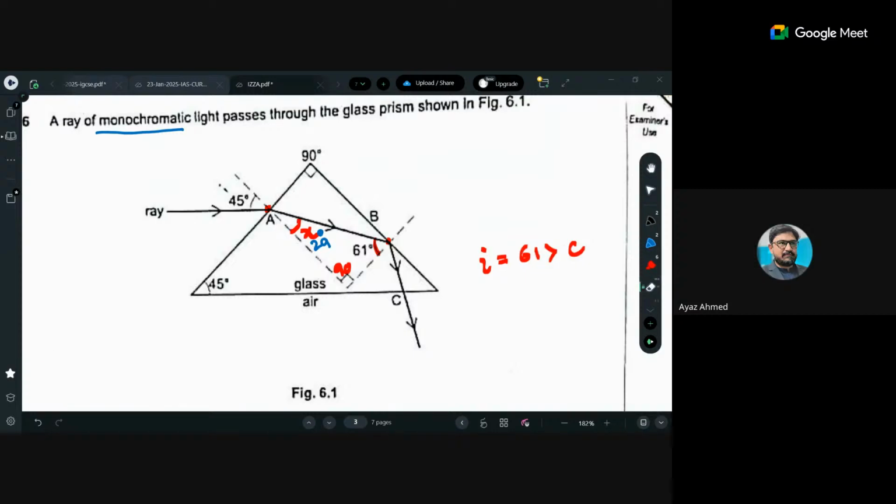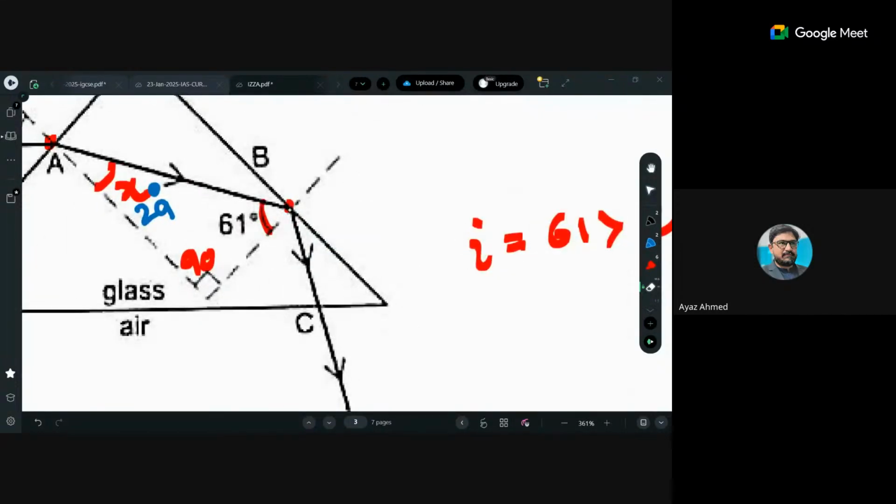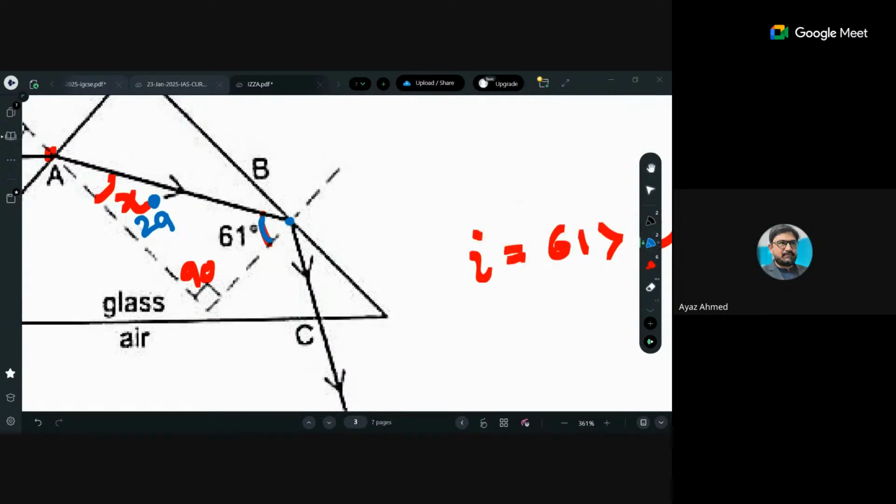Gunahi Kabira, in physics, means when you are using the wrong physics. Check this one out. At point B, the angle of incidence is this angle, which is greater than the critical angle. But at C, if you see, this is the angle of incidence, which is very, very smaller than the critical angle.